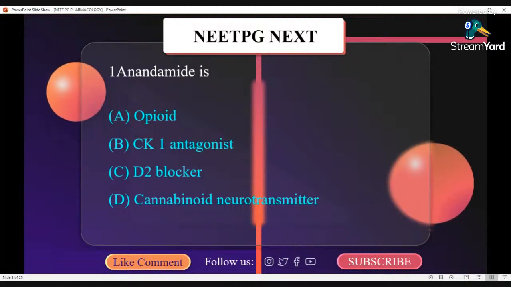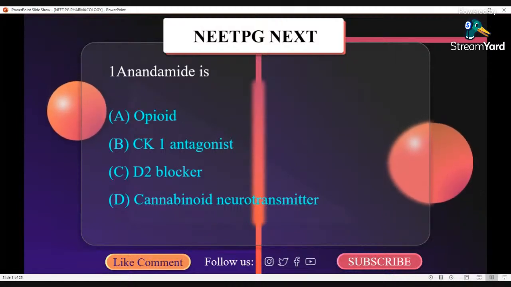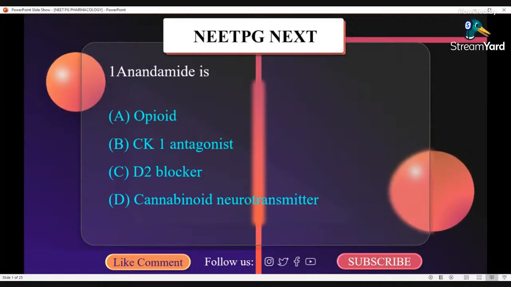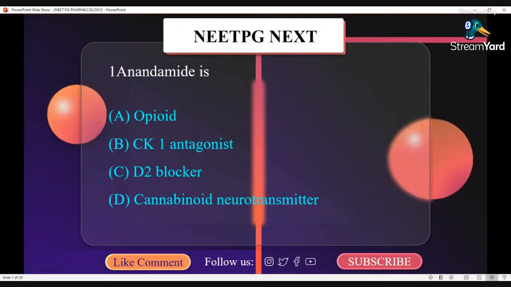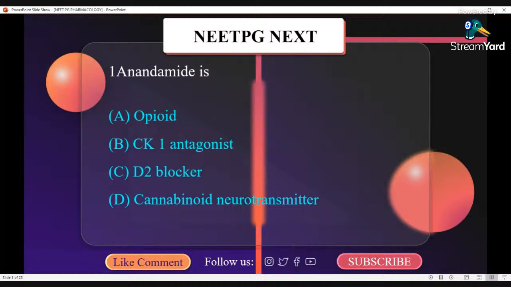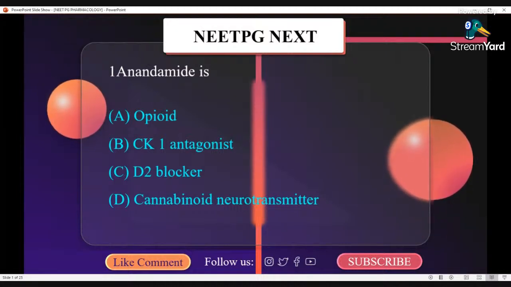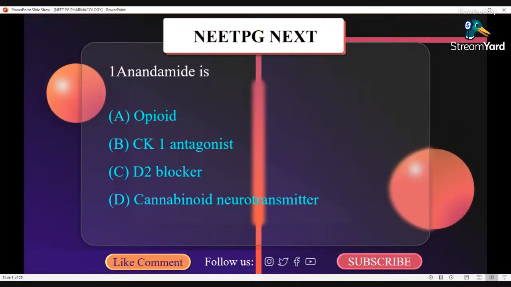So if you prepare pharmacology well, you are expected to solve more than 30 to 40 questions of pharmacology easily, naturally, and automatically. So the more you practice, the more you will be able to solve the questions in the original examination very easily, automatically, and naturally. So, friends, let us begin with the first multiple choice question.